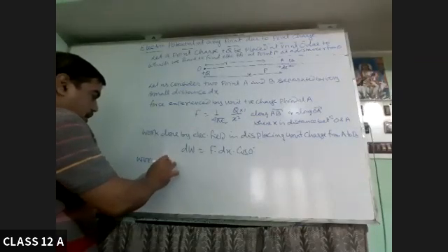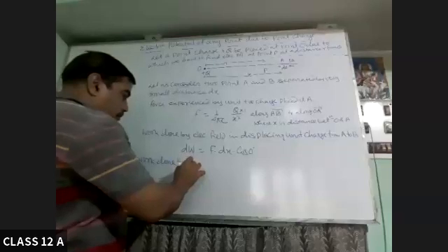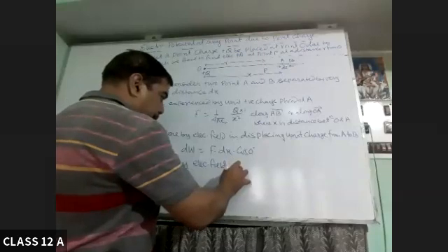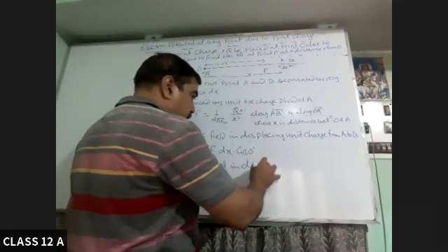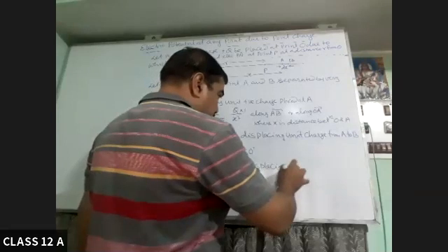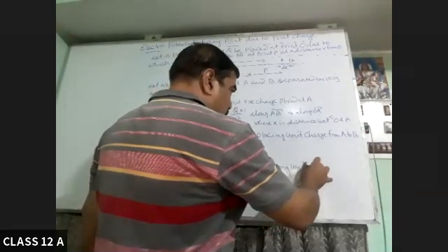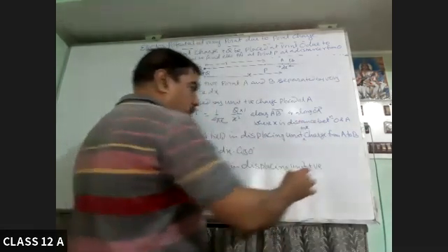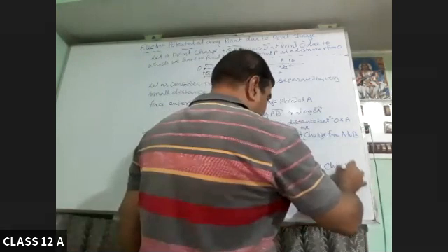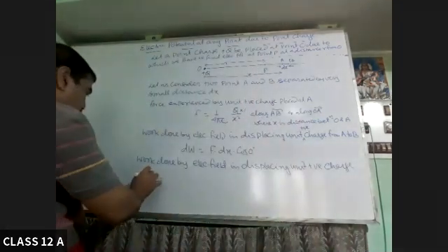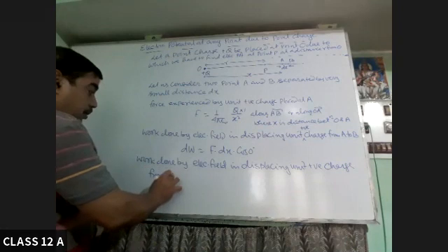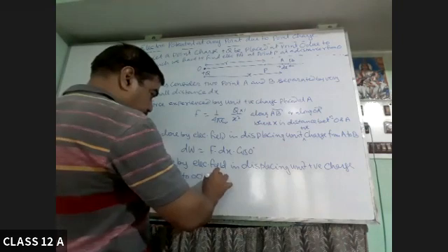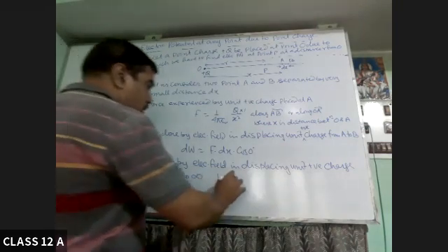So work done by electric field in displacing unit positive charge, a positive is there, unit positive charge from P to infinity. This will be how much?